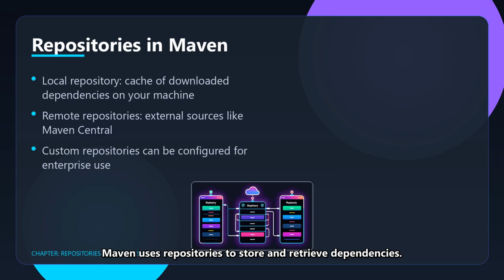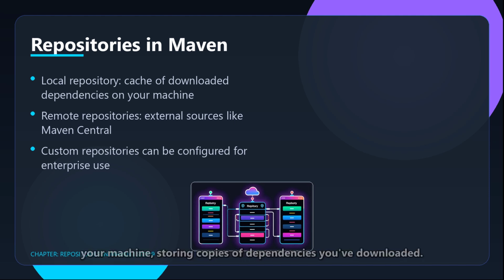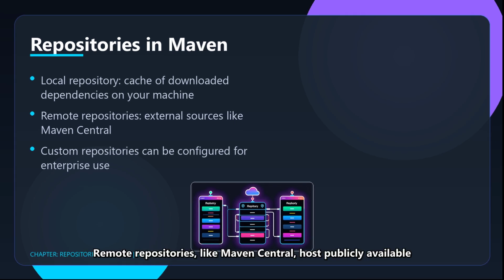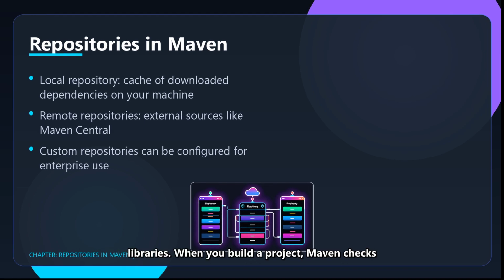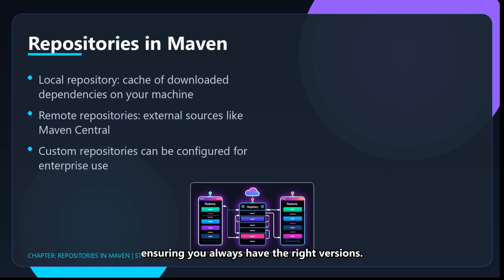Maven uses repositories to store and retrieve dependencies. Your local repository acts as a cache on your machine, storing copies of dependencies you've downloaded. Remote repositories, like Maven Central, host publicly available libraries. Enterprises often configure custom repositories for internal libraries. When you build a project, Maven checks these repositories in order to resolve your dependencies, ensuring you always have the right versions.